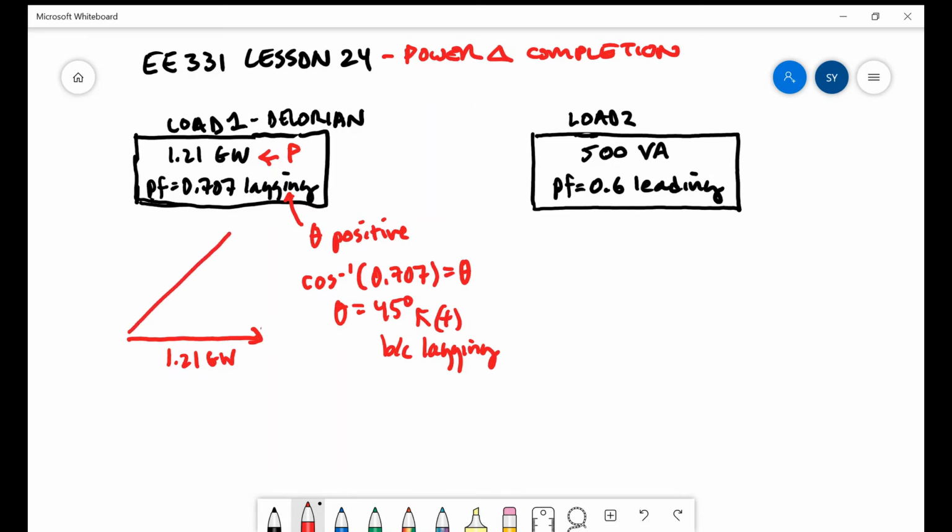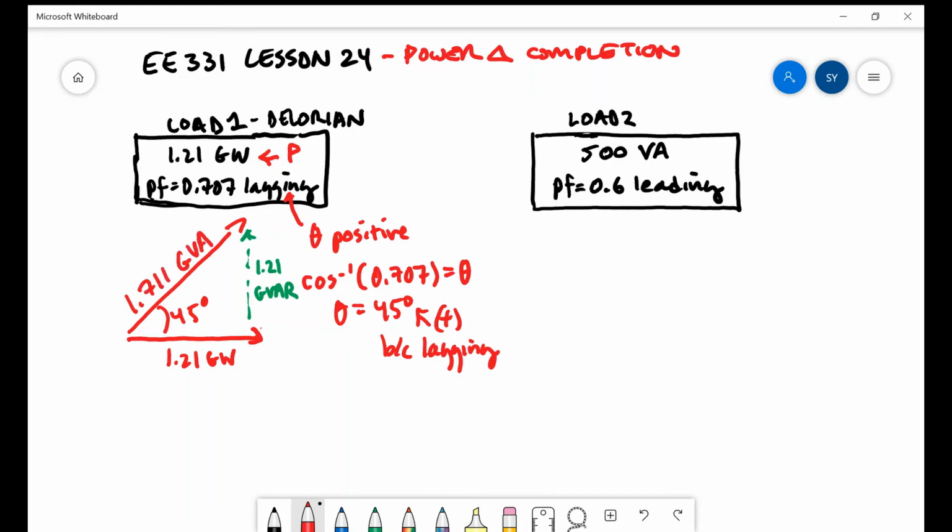So I know that the angle here is 45 degrees, and if you knew anything about 45 degree triangles, then you could predict that this reactive part would be 1.21 gigaVAR. And if you're really savvy, you would know to just stick this into your calculator: 1.21 plus j1.21, take it out in the polar form, and you're going to get that apparent power is 1.711 gigavolt amps.